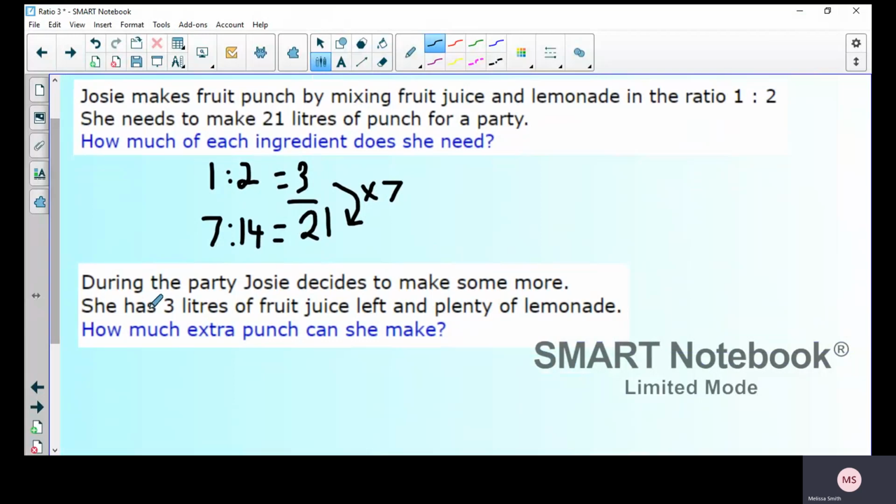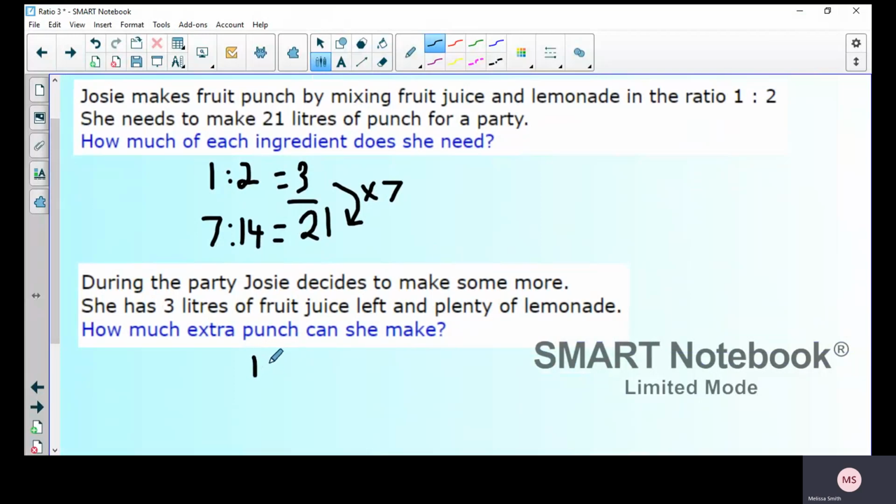Next question. During the party, Josie decides to make some more. She has 3 litres of fruit juice left and plenty of lemonade. How much extra punch can she make? So if you think you can do this now, have a pause of the video, otherwise we'll go through it. So she's now making more punch. It's telling me that she has 3 litres of fruit juice left and plenty of lemonade. How much extra punch can she make?